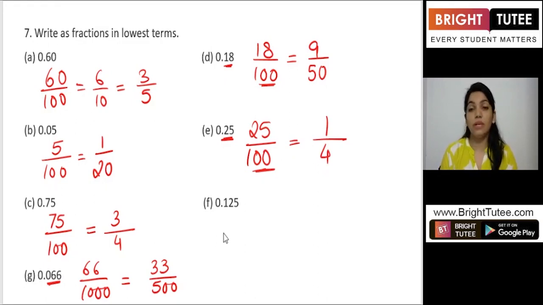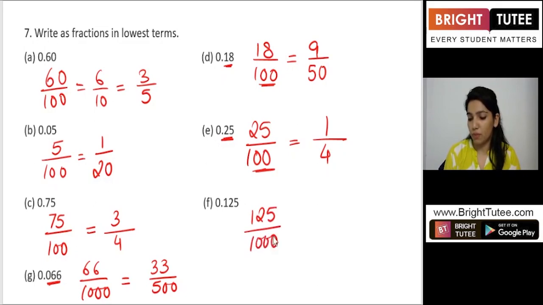The next one, how many numbers do you see after the decimal point? 3. So how many zeros should be there at the denominator? 3. Which number has got 3 zeros with it? 1000. So the answer is 125 over 1000. Okay. Now let's divide these two numbers. We'll divide these two numbers by 5 at first. So it's 25 over 200.